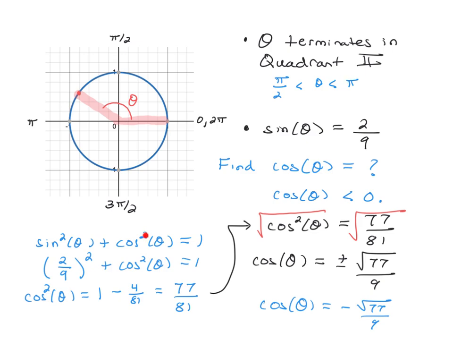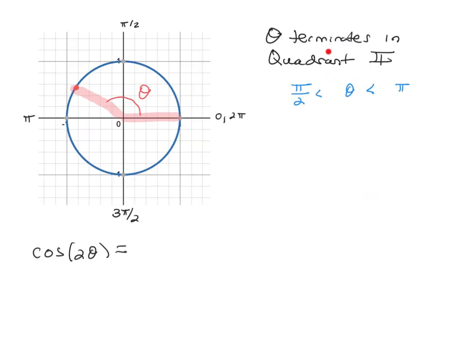If you use an identity and it doesn't give you a choice to make, then the decision is essentially made for you. Let's take a closer look at this by finding cosine of 2 theta, and I'll put this on the next slide. Now let's compute cosine of 2 theta with all the same information.